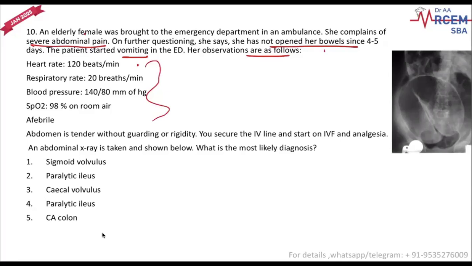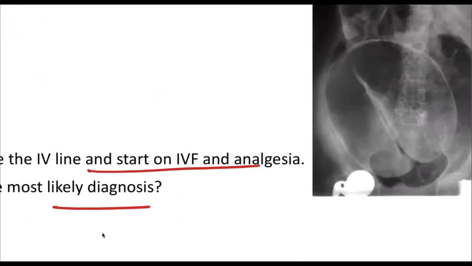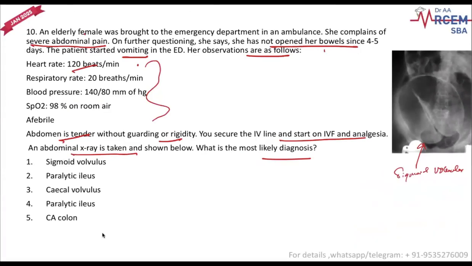Observations are given here. A slight amount of tachycardia is present. Tender, but no guarding and rigidity. IV fluids have been started and analgesia has been given. Erect abdomen is shown. What is the likely diagnosis? The erect abdomen has a classical coffee bean appearance. It is suggestive of a sigmoid volvulus. So this is a diagnosis of sigmoid volvulus. Large bowel obstruction has happened here.